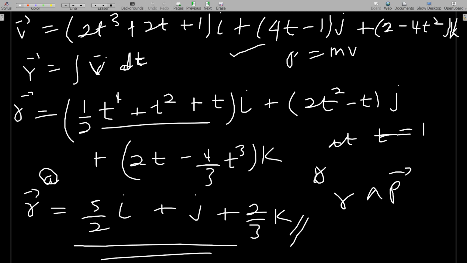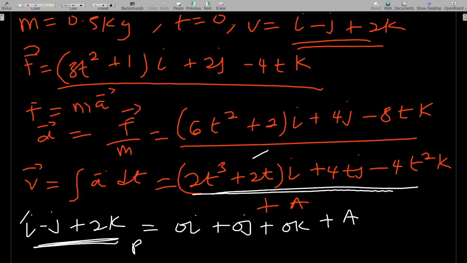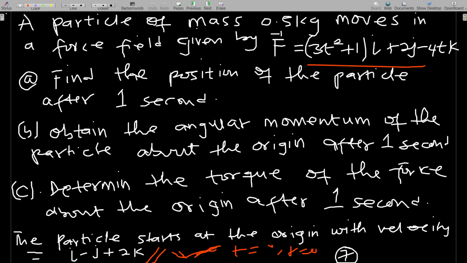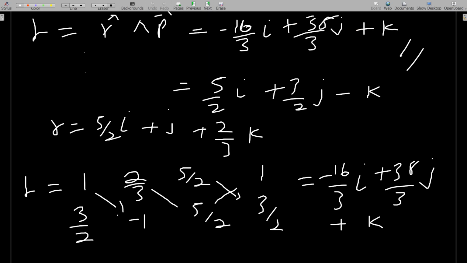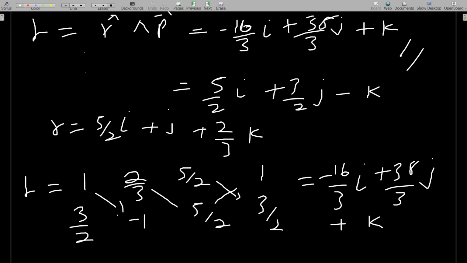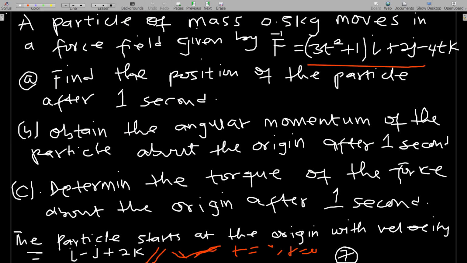And the last question for this was: determine the torque of the force about the origin after 1 second. And the torque is just r cross f. And we know the force was given in the question. So what we just do is simplify the force at a time t equals 1 second. The force was already given as 3t minus something. I don't know if, this is the force, so let's do it together. 3t squared plus 1, and that will give me 4i.